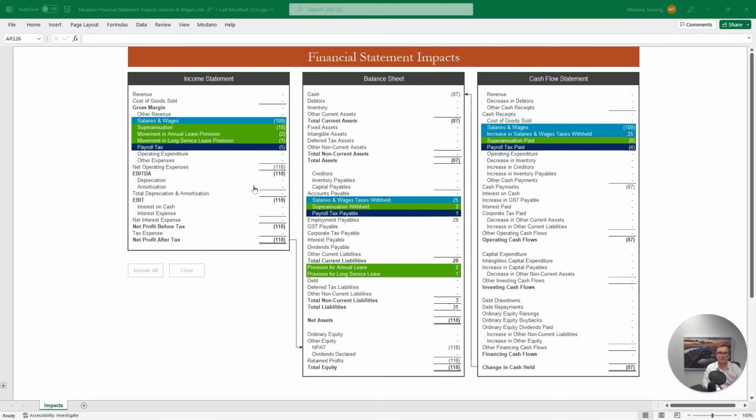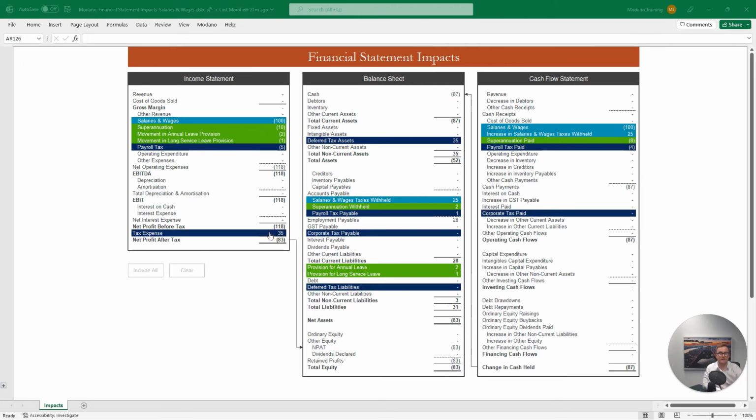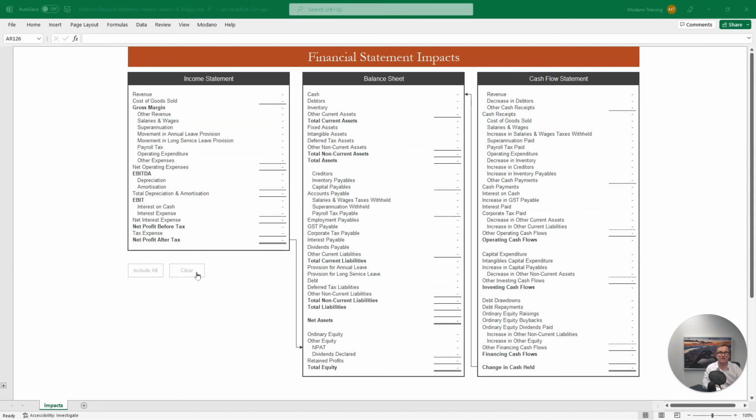And finally, the salaries and wages expense has implications on the tax expense of a business from a corporate taxation perspective. However, for the purposes of this video, when we're looking just at the impacts of salaries and wages, it is an expense on the income statement and a cash payment within the operating section of the cash flow statement.